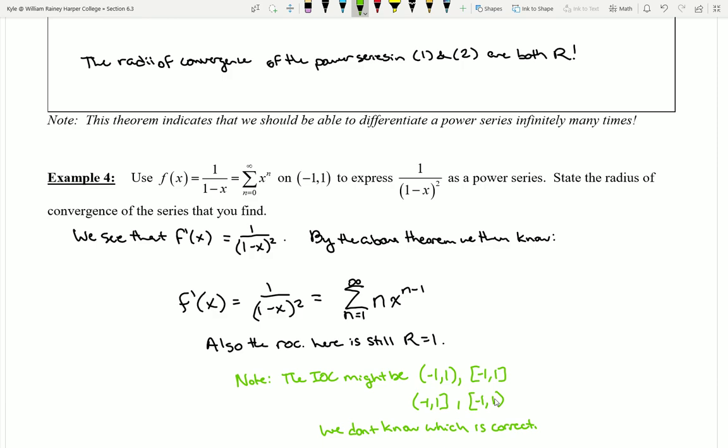All right, in the next video, we'll take a look at how we can combine this process of taking derivatives with the process of doing antiderivatives to find even more important power series.